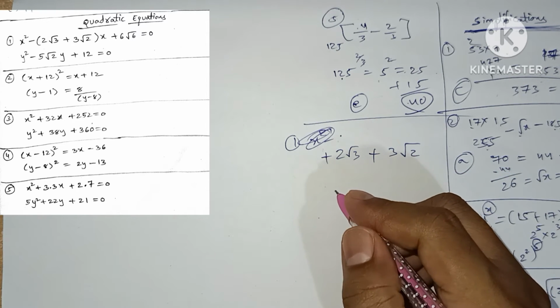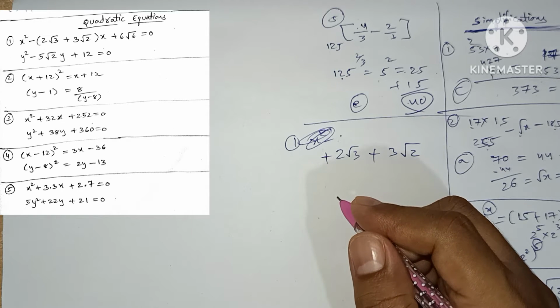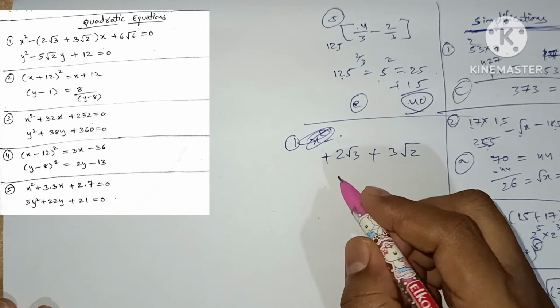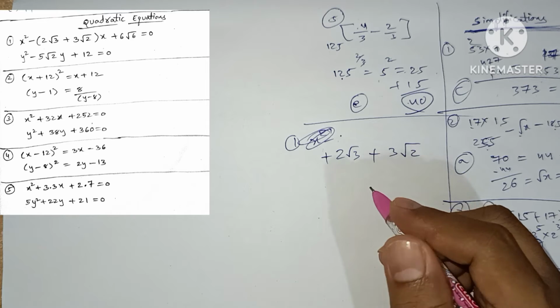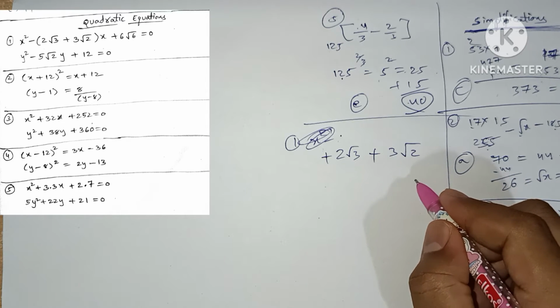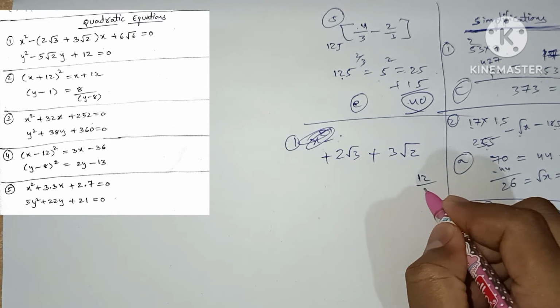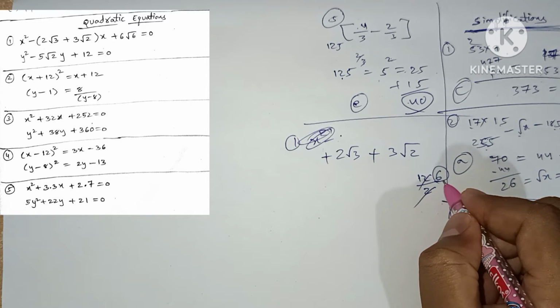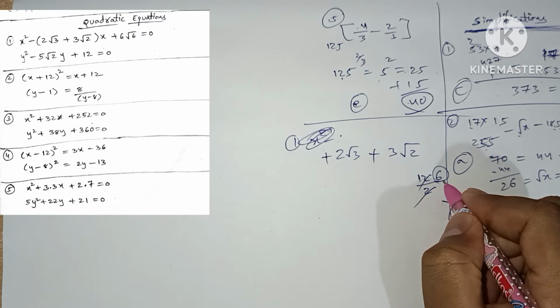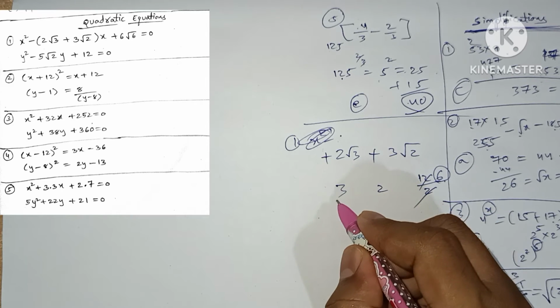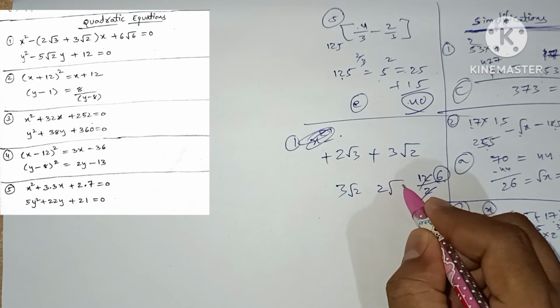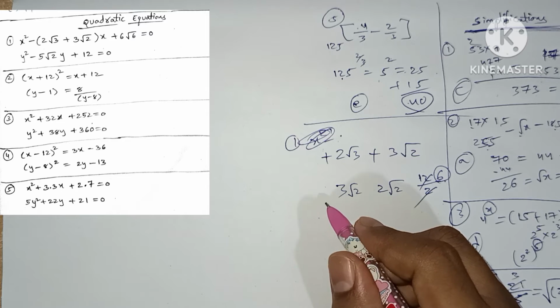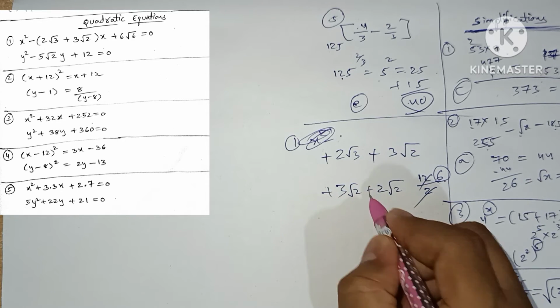Next, y square value. Second equation, y square minus y root 2 y plus 12 equals to 0. So it is under root 2, which is 12 by 2. So 12 divided by 2, which will be 6. So we need to find the factors for 6 and need to get 5. 3 2 times, and root 2 is extra for it. Now minus and plus, so both the roots are positive.